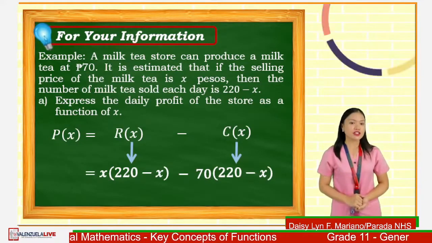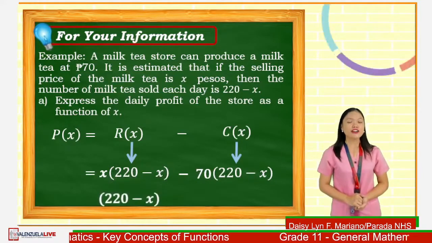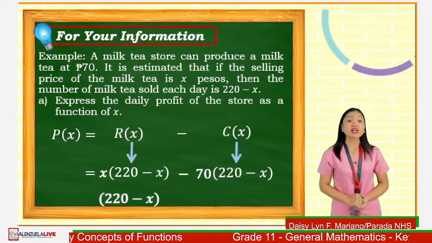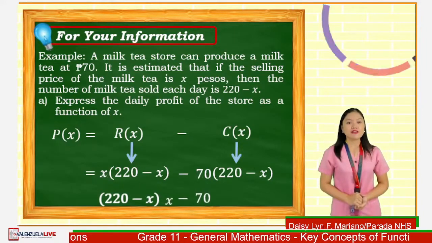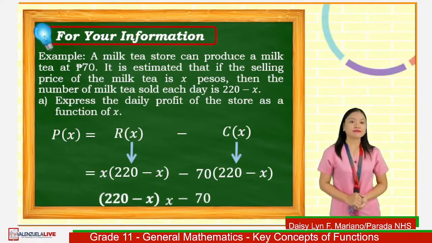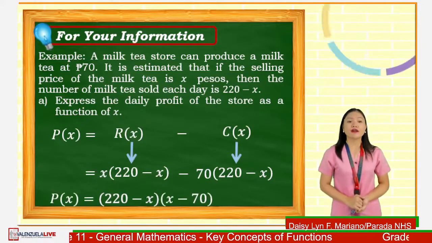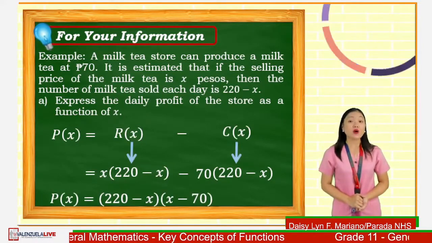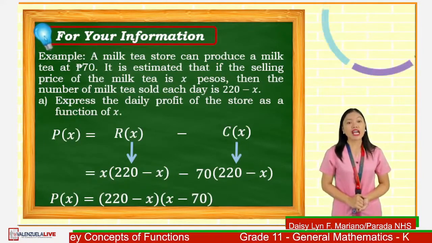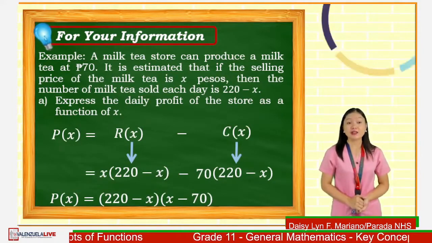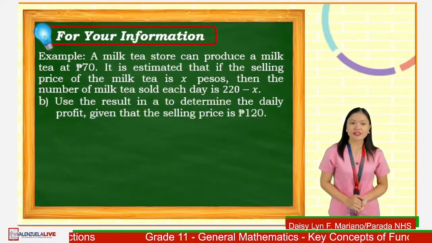Factor the expression, wherein 220 minus X is the common binomial factor and X minus 70 is the other factor. Therefore, we have P of X is equal to the quantity 220 minus X times the quantity X minus 70 as the profit of the store.